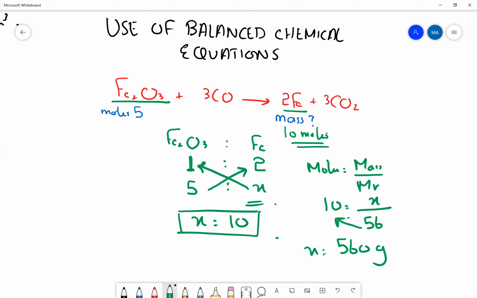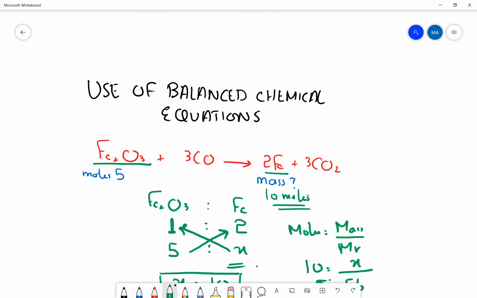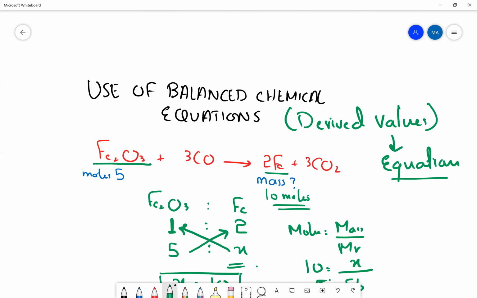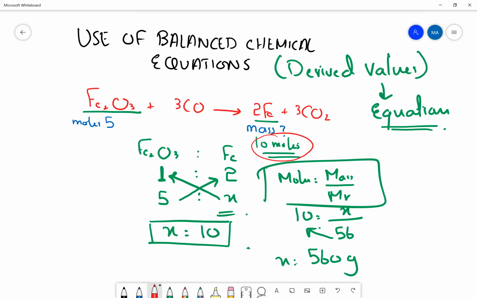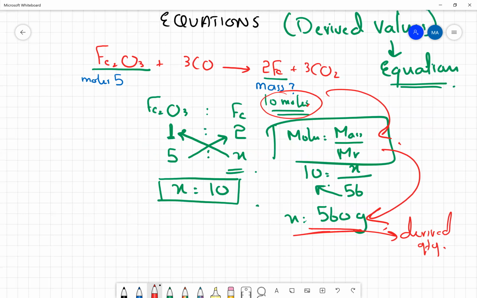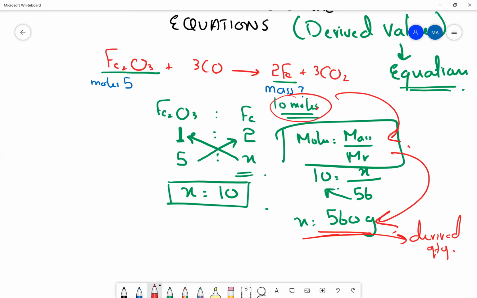I hope you're getting this. Yes, I'm writing this in the bracket here, derived values. Derived values are all those values that you figure out by using equations. An example of this is the question that we just did. Moles is equal to mass over Mr. This is the equation that we used. And the supporting quantity was the moles that we figured out from the unitary method. And then we used these moles alongside this equation to figure out the mass. Mass is the derived quantity here. So you should understand the difference here, that you can use these balanced chemical equations for multiple purposes.